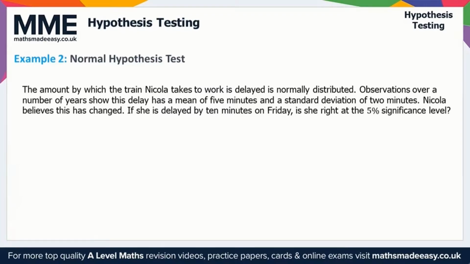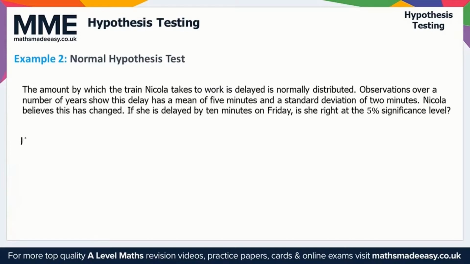So before we do anything here, let's just identify whether this test is one-tailed or two-tailed. And the clue here is in the wording of the question. We're told here that Nicola believes this has changed. So in this case, she doesn't suggest that this has increased or decreased, just that there's a change. So that tells us this is a two-tailed hypothesis test.